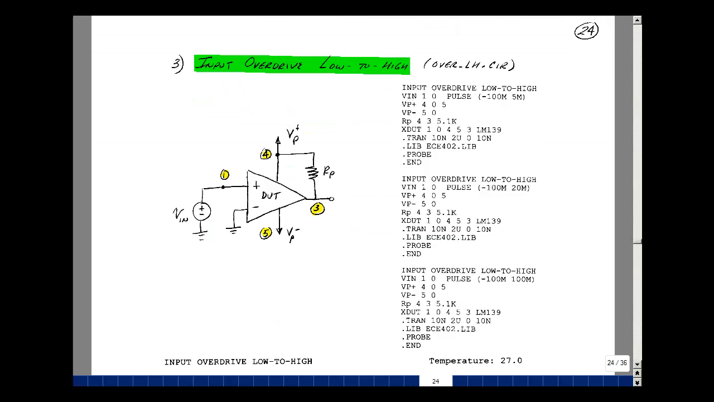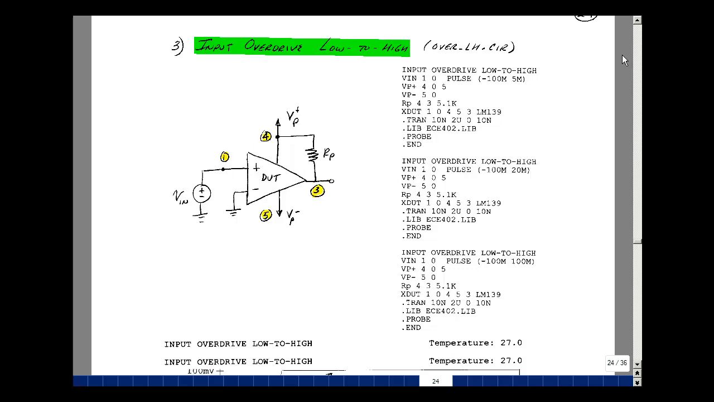Next, let's test for the input overdrive. Let's do it from low to high in the first case. So what I'm going to do is apply a voltage on my input and go from minus 100 millivolts to something beyond 0 volts. Here are 5 millivolts, 20 millivolts, and 100 millivolts of overshoot beyond 0. I left a space between these files, but when I ran it, you take the space out so you can concatenate those and just run one large file, and you can plot everything on one set of graphs if you want to. So here's the results.